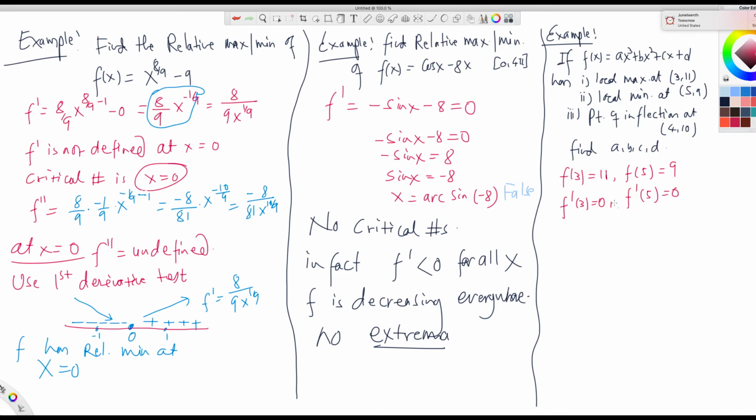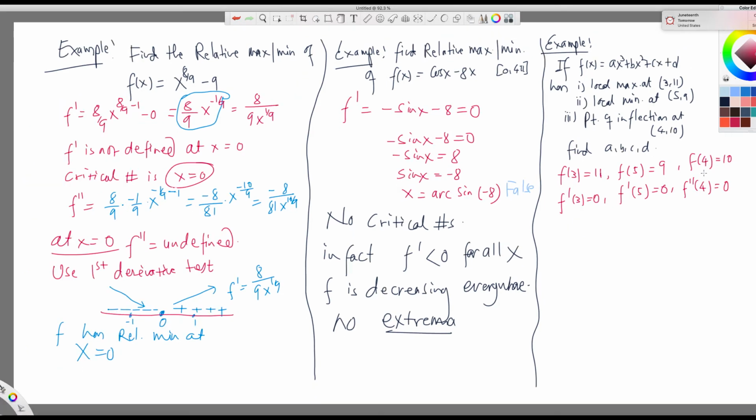You see that? What is the next? It is the point of inflection at 4. What does that mean? That means f of 4 is, oh, by the way, let me write down here, f of 4 equals to 10, and then f double prime of 4 is equals to 0. We are assuming here that all the derivatives are defined everywhere, okay?